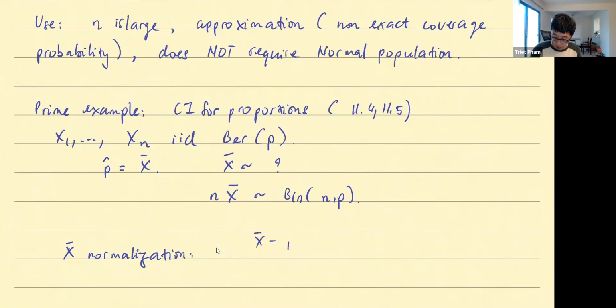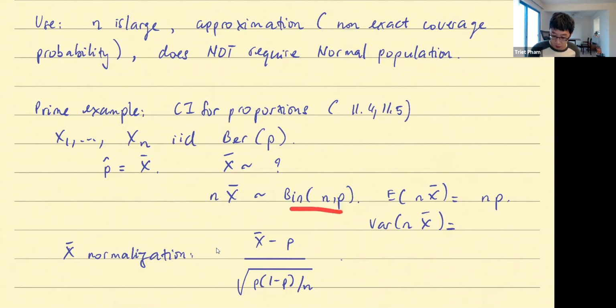Normalization will be X bar minus p divided by the square root of p times 1 minus p divided by n. Is that okay? Well, you can see it from here. Expectation of n X bar is the expectation of the binomial, which is n times p. So expectation of X bar is p. The variance of n X bar is the variance of the binomial, which is np(1 minus p). But of course, that means n squared times the variance of X bar is this. So the variance of X bar itself is p(1 minus p) over n. So we divide by the square root. All right, so that's normalization.